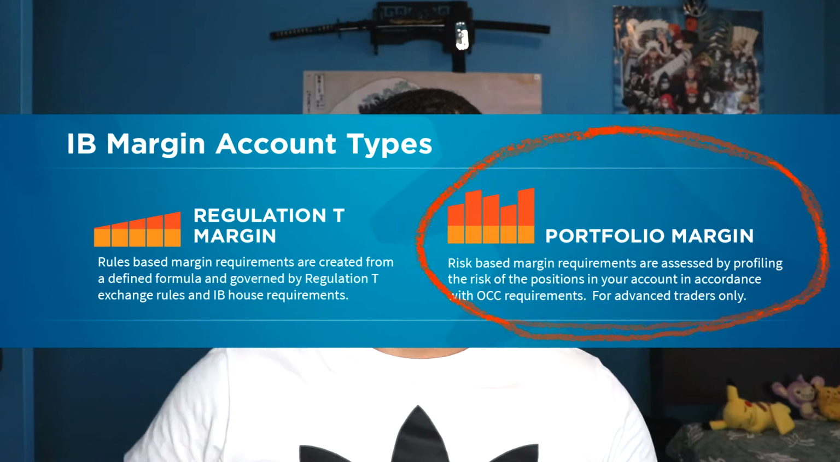I had a bunch of people asking me on the IB review video that I made if the PDT rule applies or not. And it does apply. When I was doing my research, I found that there was only one condition that the PDT rule would not apply, and this was only if you had a portfolio margin account.